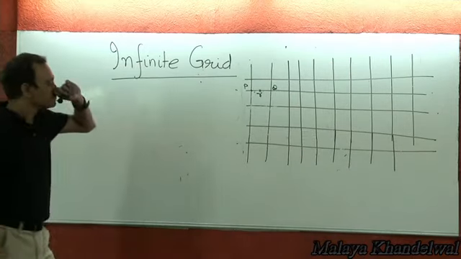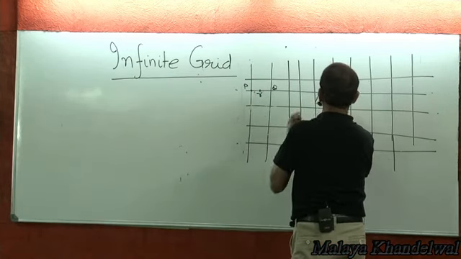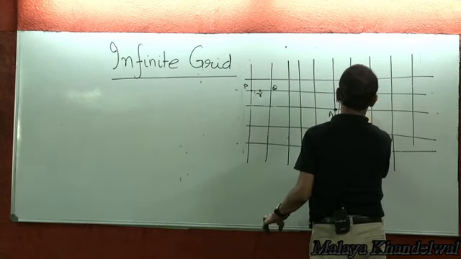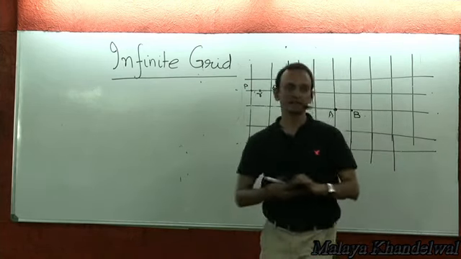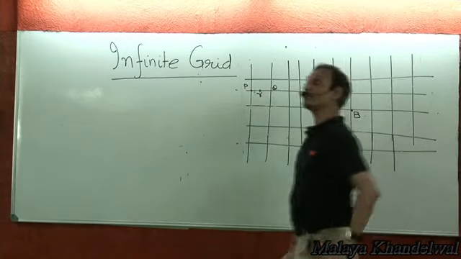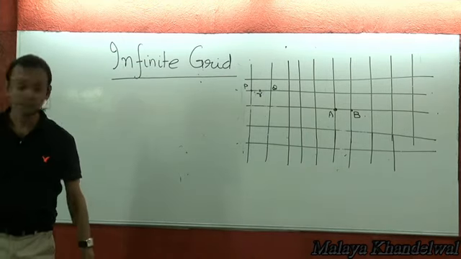Right? Now, I take any 2 points in this grid. Say a point A and a point B are 2 points in this grid. And I want to find the equivalent resistance across AB. Clear?